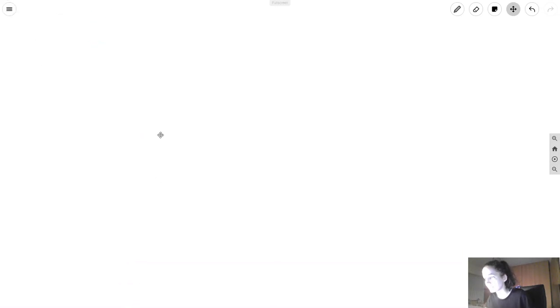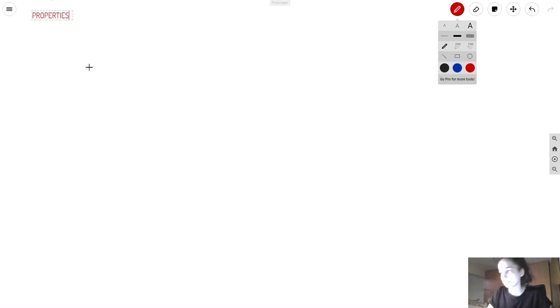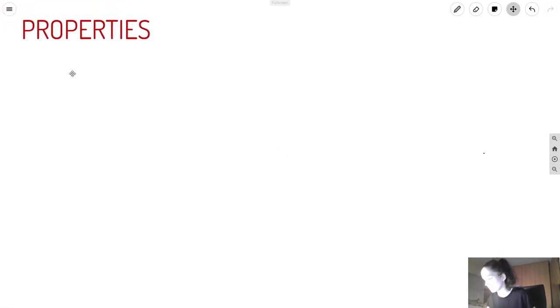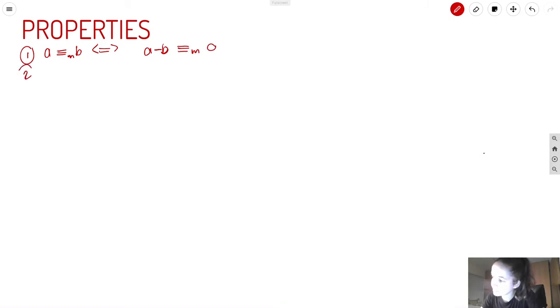Okay, now we're going to look at some properties. Okay, properties are as follows. If we have A is congruent to B mod M, then this will imply that, or if and only if, A minus B is congruent to 0 mod m. So notice you just subtract b from both sides. Generally, for all integers a, this is going to be true: A is congruent to a mod m.